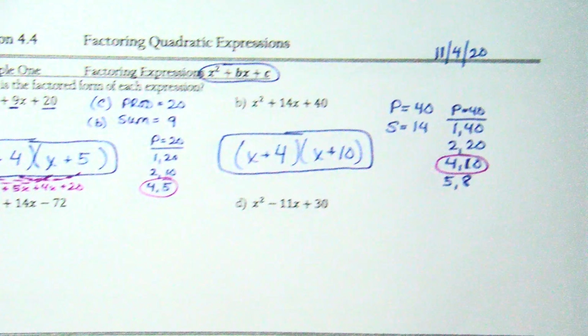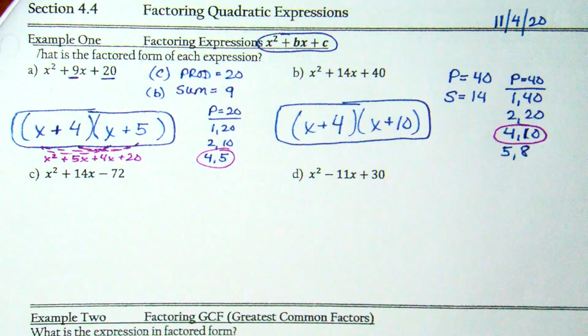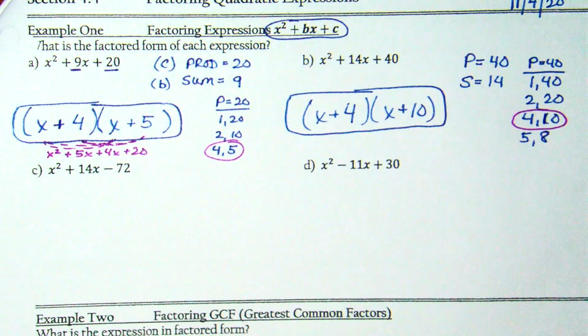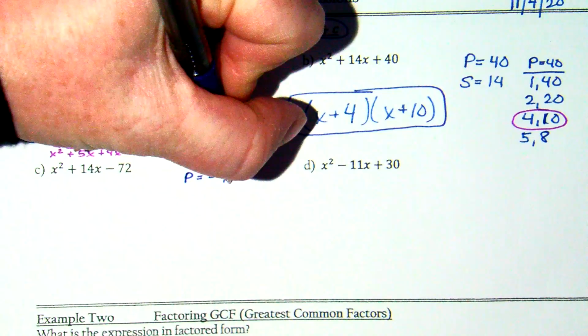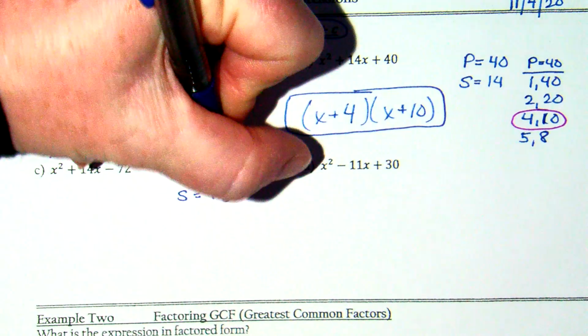Okay. Let's try C. X squared plus 14x minus 72. What do we got to think about here, Carter? We can start it out, I guess. Okay, negative 72. So wait, the idea is what? I need 2 numbers that multiply to be negative 72 and add to be 14, right?